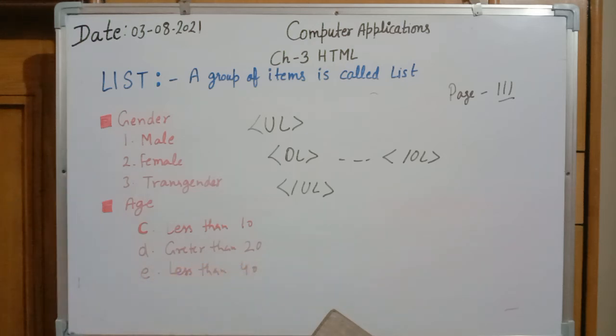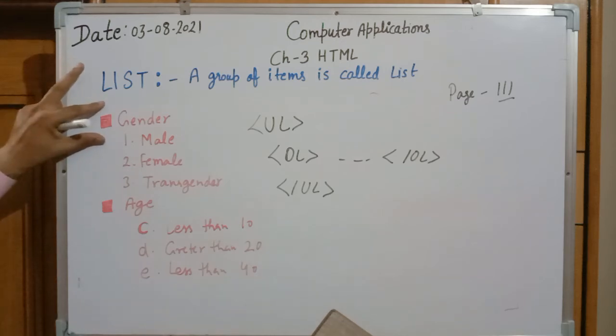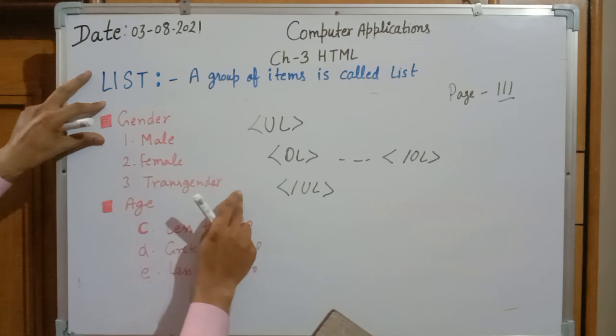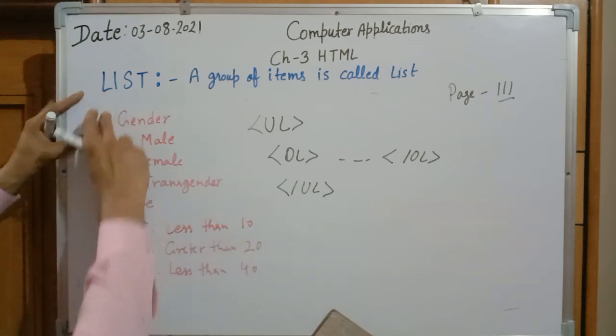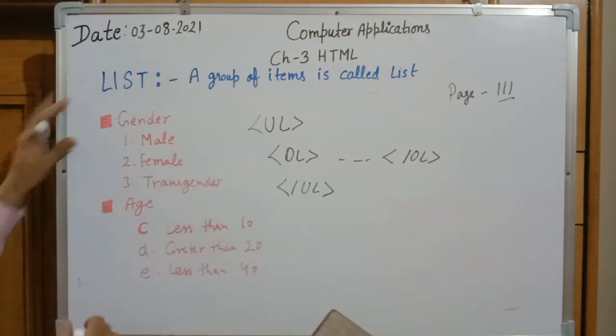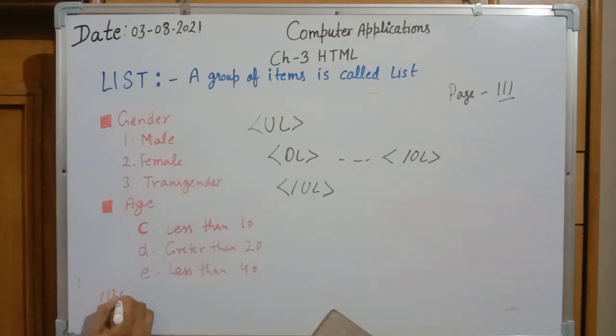It is the concept of nested list. First we have prepared an ordered list. In the ordered list we have prepared 3 items, male, female and transgender. When we have taken the second item in the ordered list, afterward again we have created an ordered list within the unordered list. At last the unordered list is closed. This is the concept of nesting list in an HTML program.